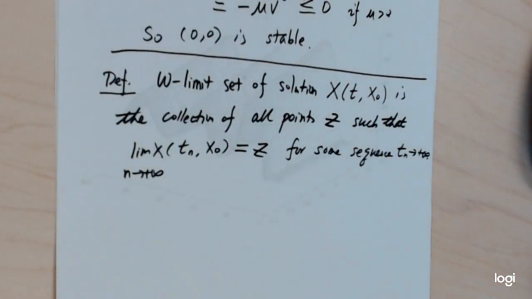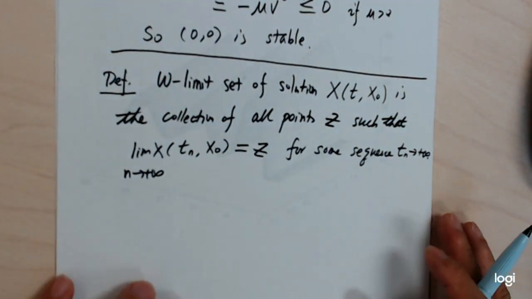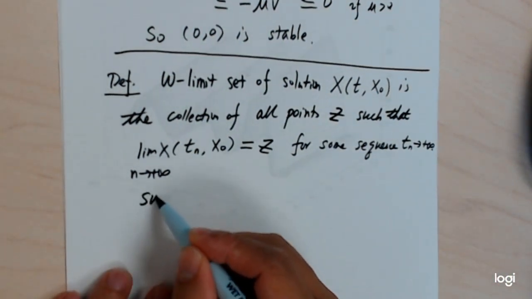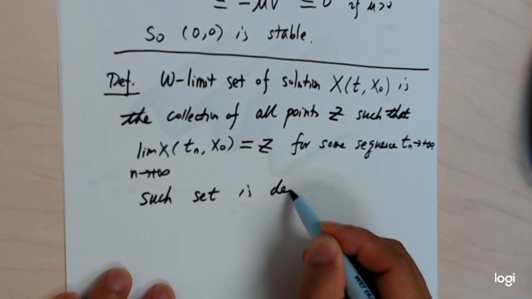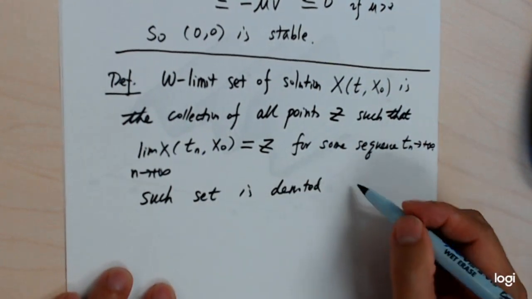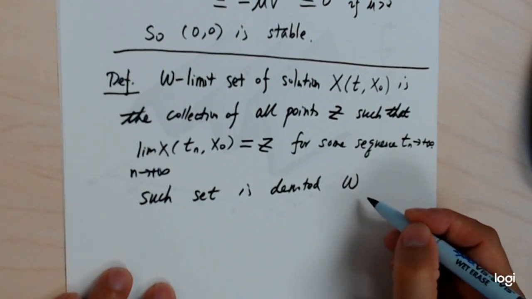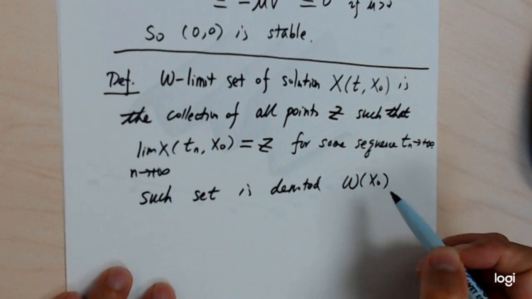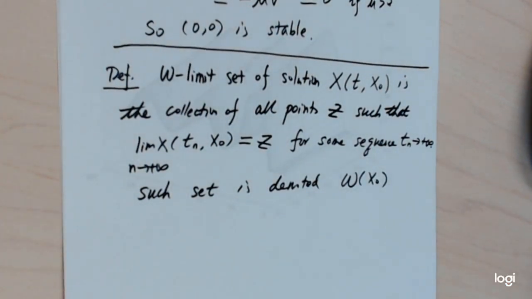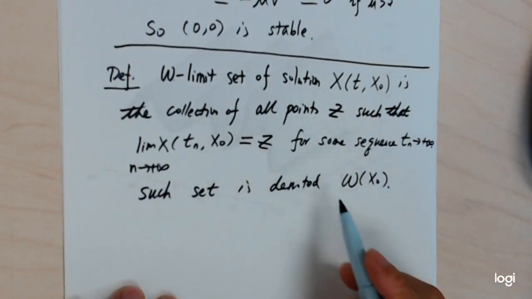So this gives you the long-term behavior of the solution, right? It approaches a point z. All those points z are called the omega limit set. Such a set is denoted by omega, and it obviously depends on x naught, on where the solution curve starts. Different starting points give different omega limit sets.